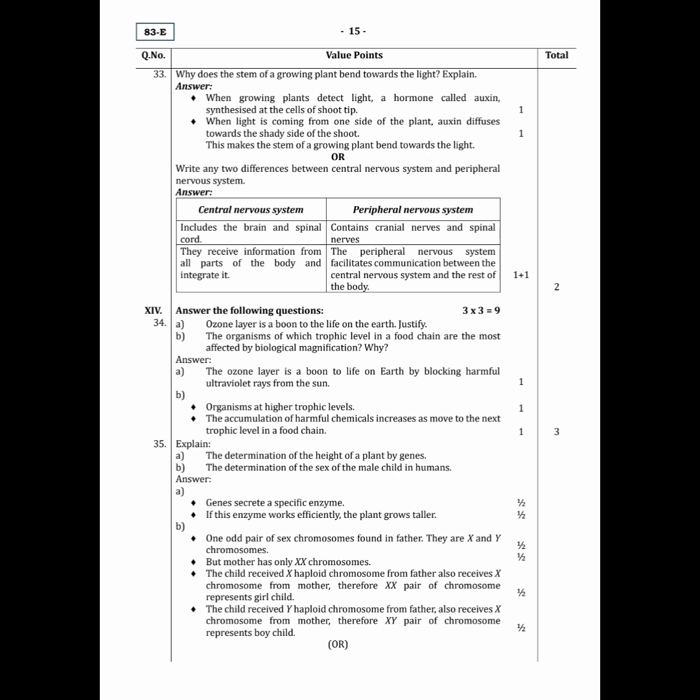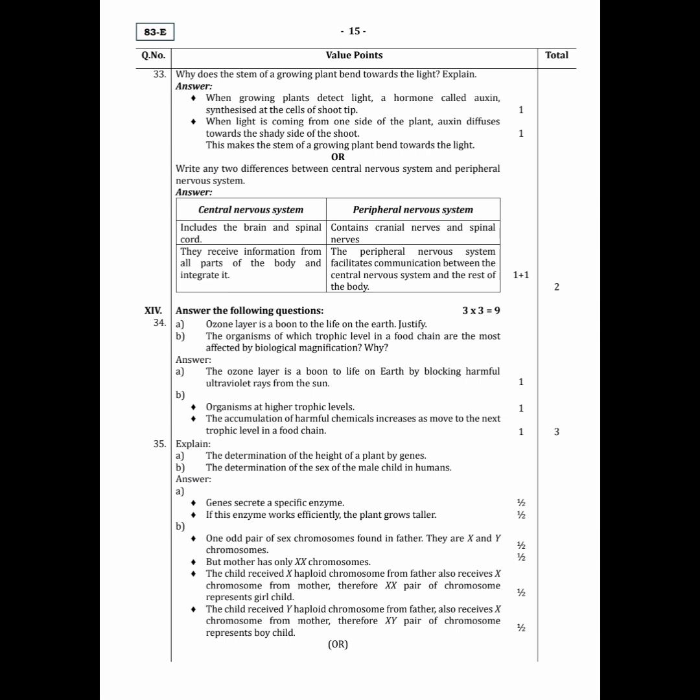Sub-question B. The organisms of which trophic level in a food chain are the most affected by biological magnification? Why? Answer is organisms at higher trophic levels. The accumulation of harmful chemicals increases as we move to the next trophic level in a food chain.